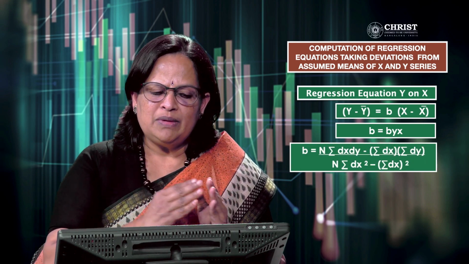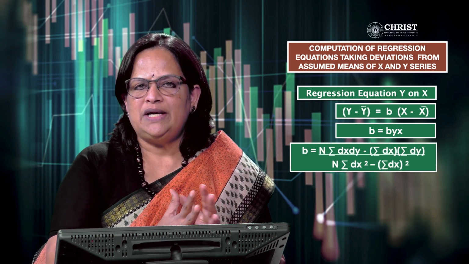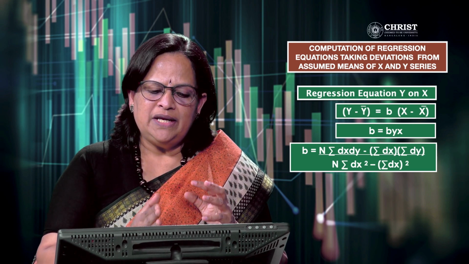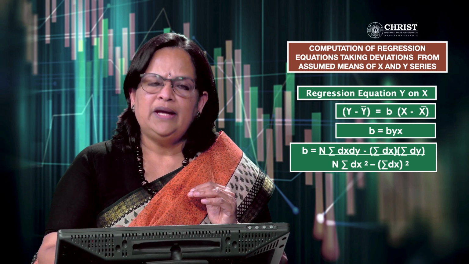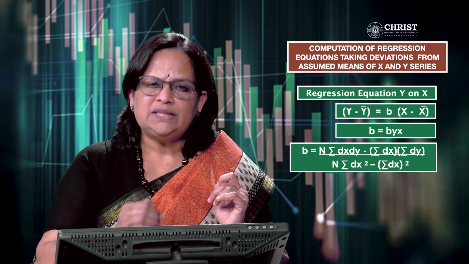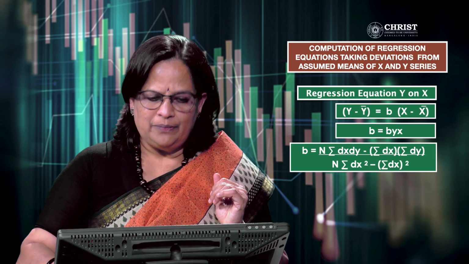Similarly, regression equation y on x is expressed as y minus y bar is equal to b into x minus x bar. B is equal to byx. This you have to remember. This is the regression coefficient y on x. So there is a similarity between byx and bxy, and the equation for b is also similar. You can remember that b is equal to n sigma dx dy minus sigma dx into sigma dy divided by n sigma dx square minus sigma dx the whole square.